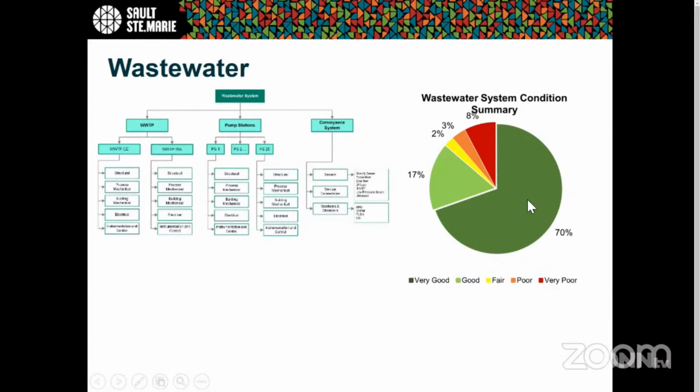Again, our wastewater system condition summary has been arrived at based on an age-based approach. About 87% of our wastewater infrastructure is in good to very good condition. So again, very, very good. And our wastewater assets in today's dollars total about $1.8 billion.